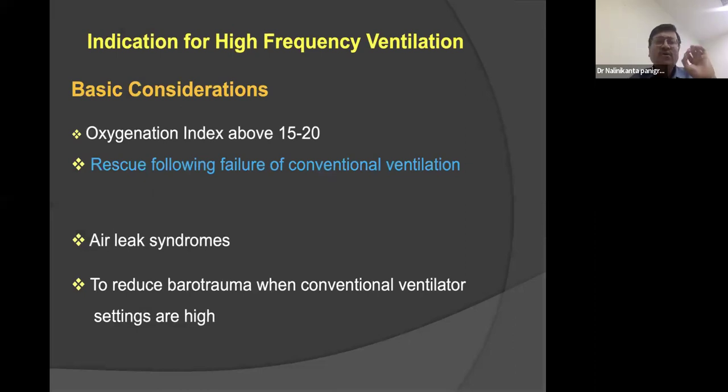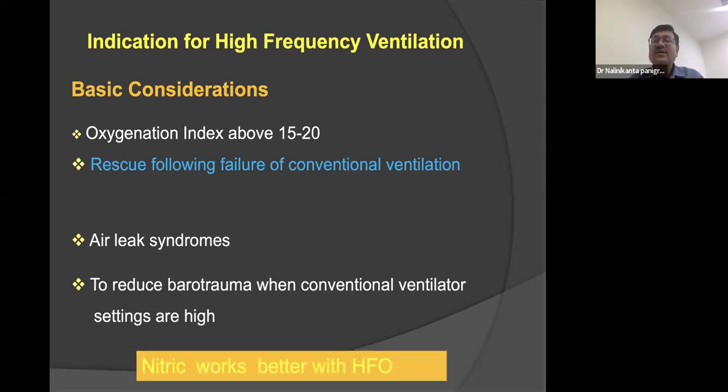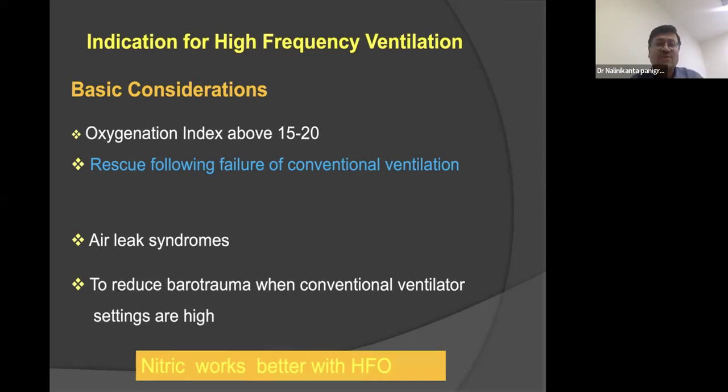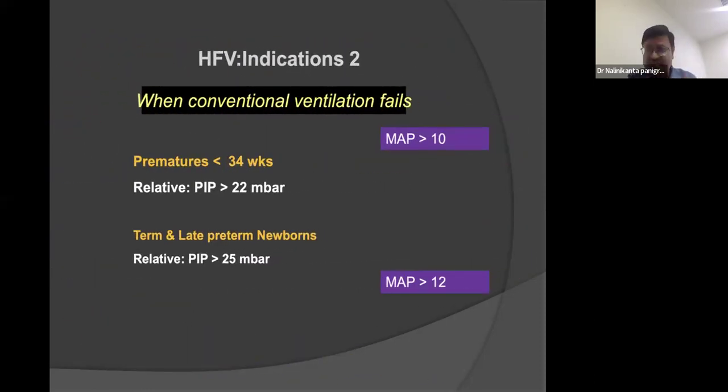Now, straight to the guideline: what are the indications of HFO ventilation? When we are using the conventional ventilator and the baby is not improving, with poor oxygenation and an oxygenation index of 15 to 20, probably we can use rescue HFO. And whenever we use nitric oxide, it works better with HFO in comparison to conventional ventilation. These are a few things in general. But when conventional ventilation is already in use, remember these two values. If the baby is less than 34 weeks and we are crossing a mean air pressure of more than 10, we can shift to HFO if you like HFO in your unit.